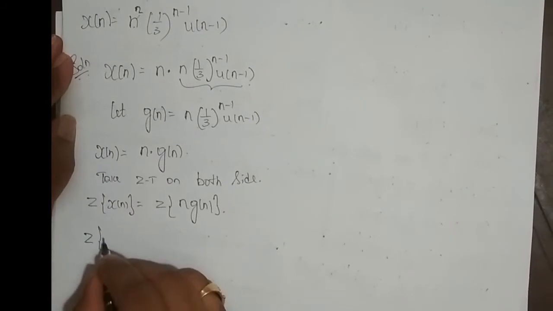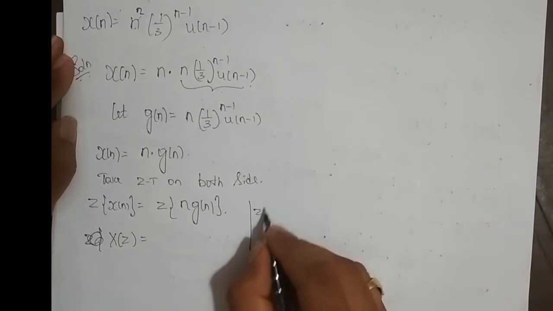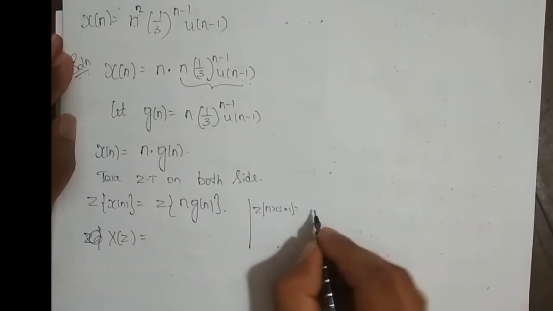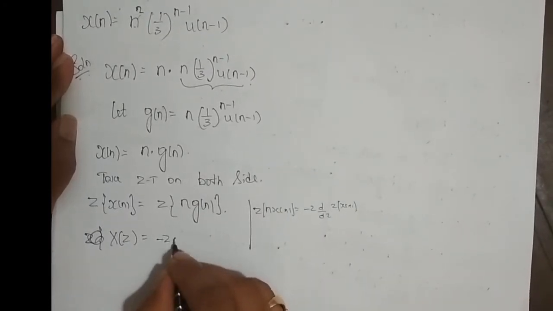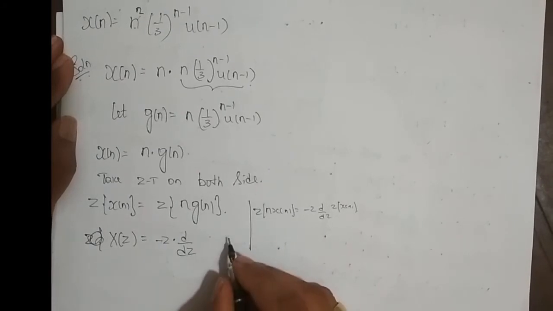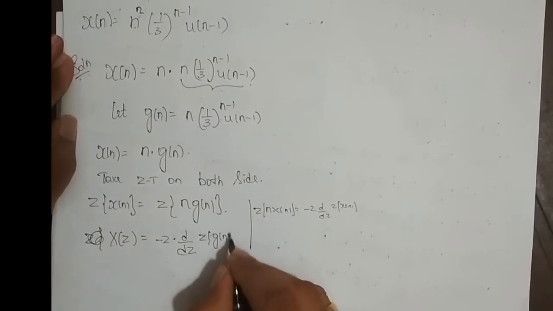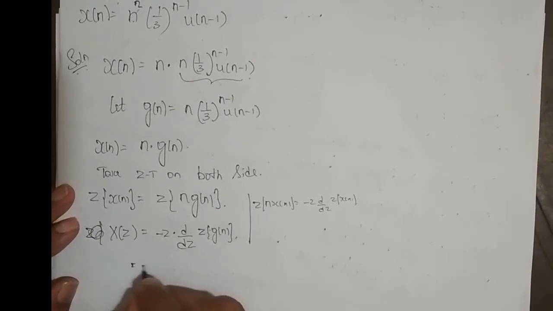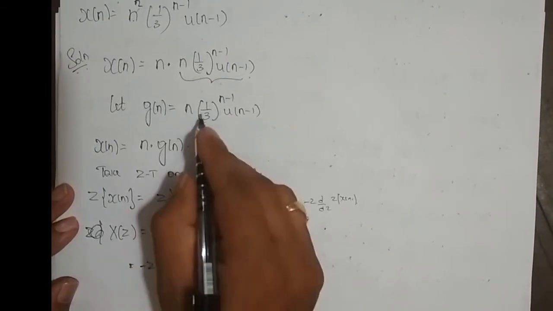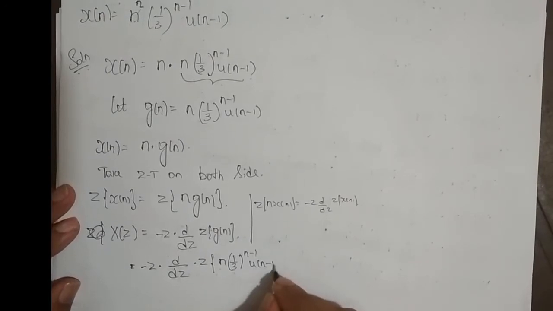So I can write it directly as X of z equals, what is the z transform of n into x of n? It is minus z into d by dz of the z transform of x of n, right? So I can write it as minus z into d by dz of the z transform of g of n. Correct? So the next step is minus z into d by dz of the z transform of g of n, which is n into (1/3) power n minus 1 u of n minus 1.